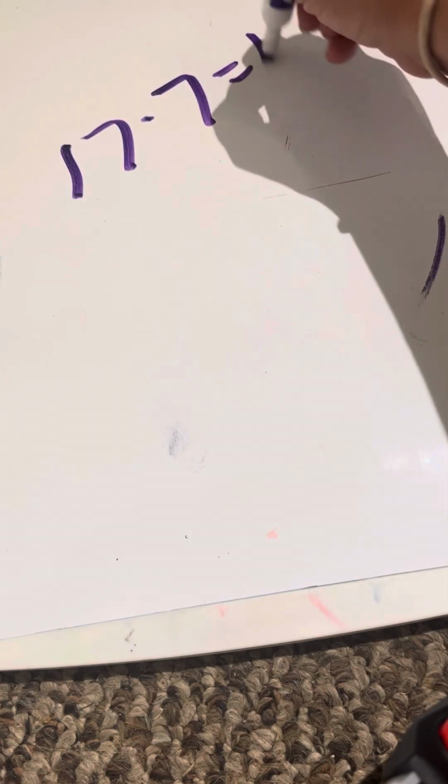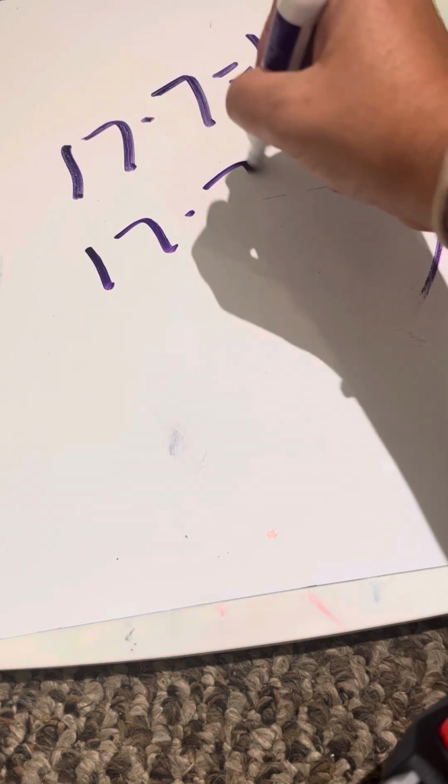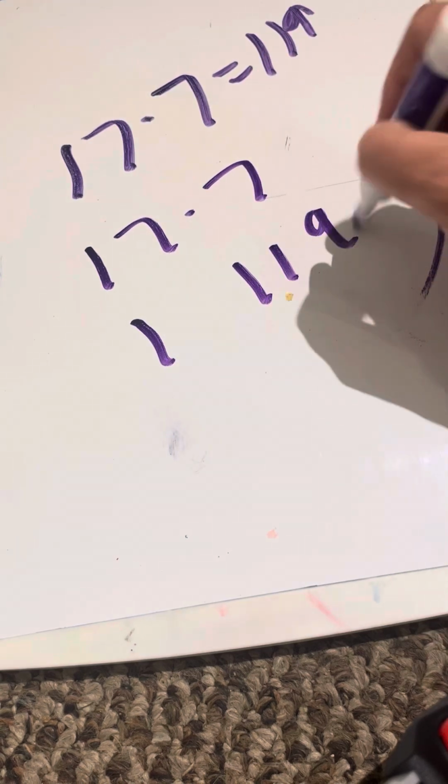Number 2, I found that this one, 17 times 7 equals 119, proves that this statement is not a prime number, because a prime number has exactly 2 factors, and this one has 17, 7, 1, and 119. That's more than 2 factors, which makes it a composite number.